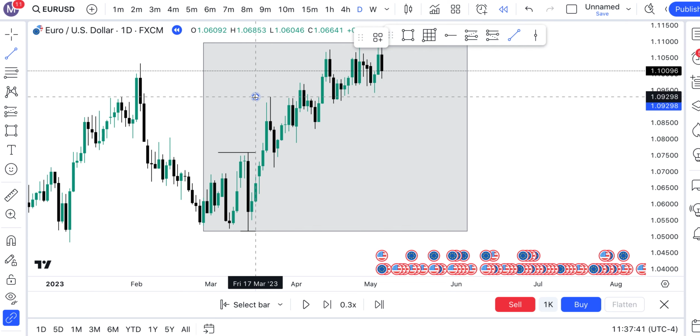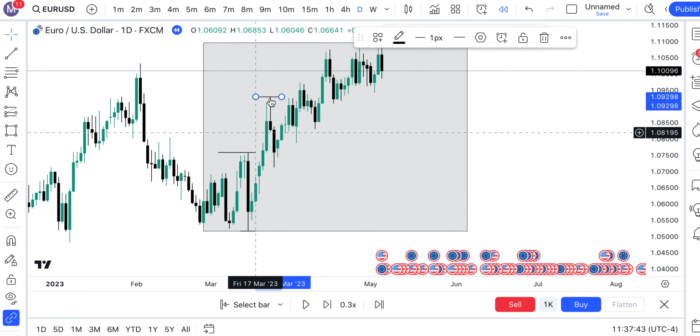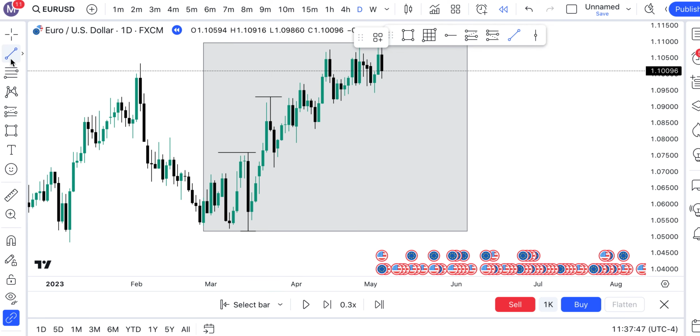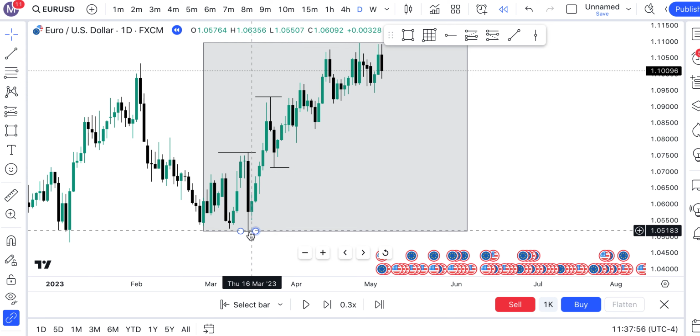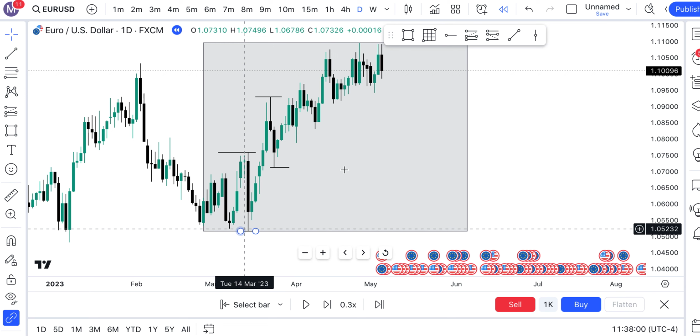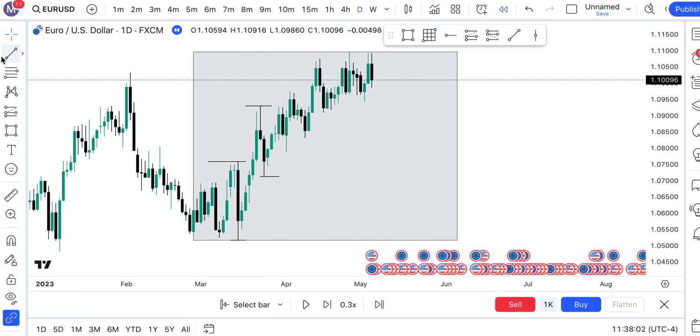Come up, and oh look, we've made a new high, which is higher than the old high. Remember, we have to make higher highs and higher lows. And then where's our low? Here. This low is higher than the old low, confirming the uptrend again.